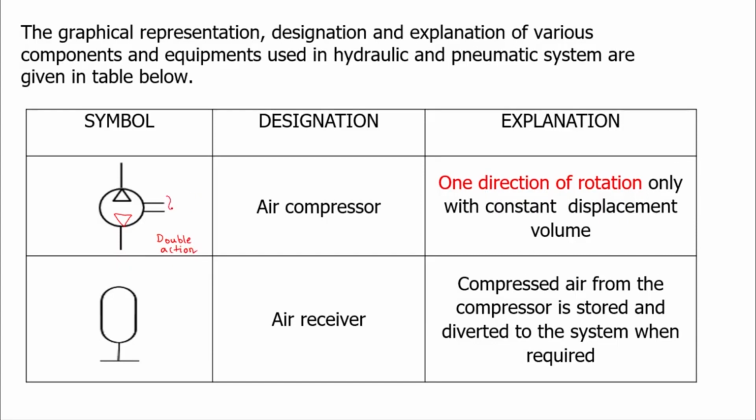Now these two parallel lines indicate constant displacement volume. If I put an inclined arrow as shown here, then we can interpret this symbol as a compressor providing variable displacement. So that inclined arrow is the indication of variable displacement. If the arrow is not there, it gives constant displacement.